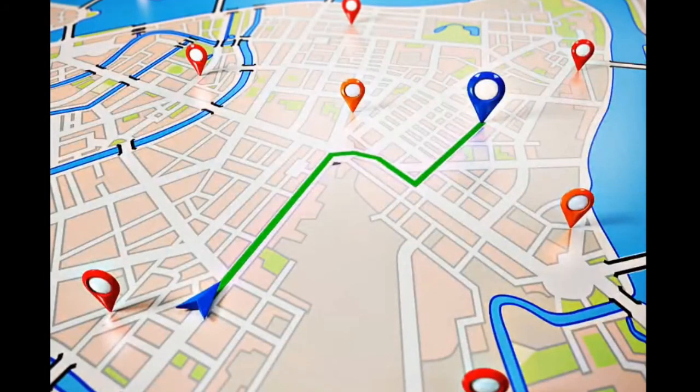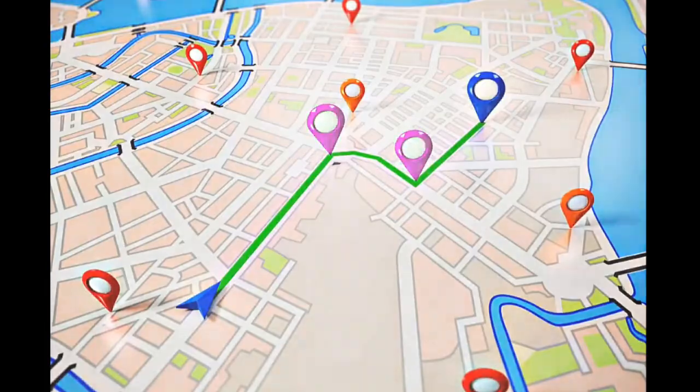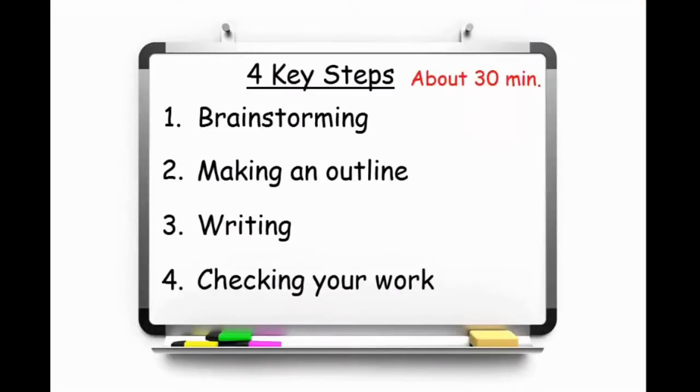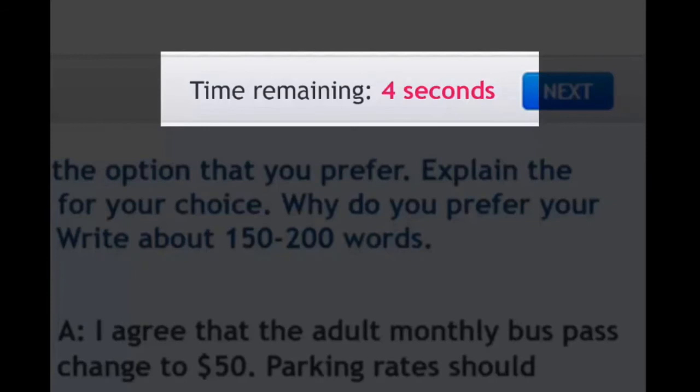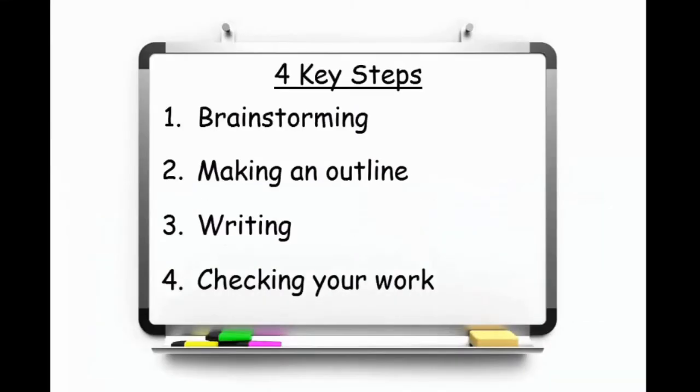A good outline is like a map of your writing. It will keep you on track and identify the main points that you want to include along the way. You have about 30 minutes to complete each task, so you could give yourself about 3 to 4 minutes to do some brainstorming and make an outline. Watch the timer to make sure you don't spend too much time on these steps. Once you have completed your outline, you will be ready to start writing, which will be a process of turning your notes into sentences and paragraphs.